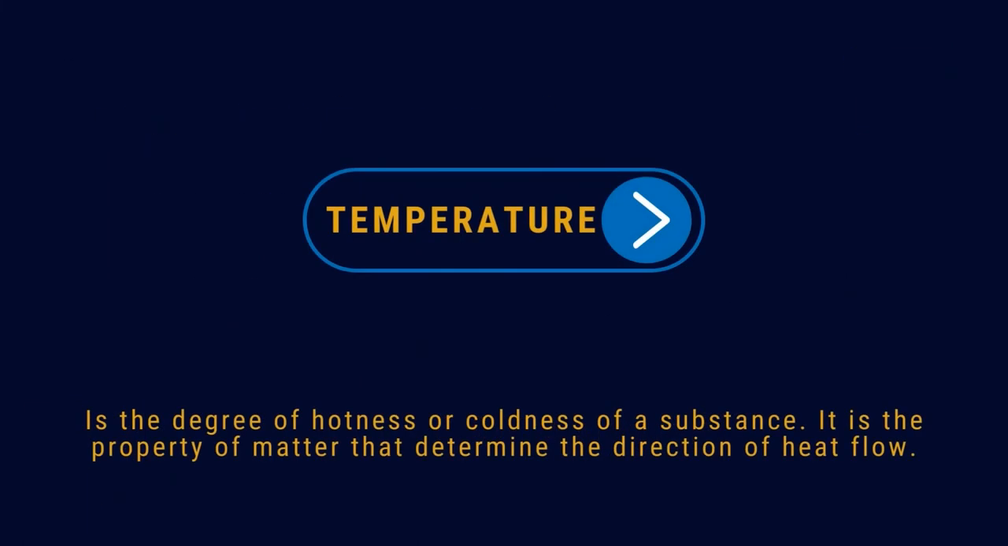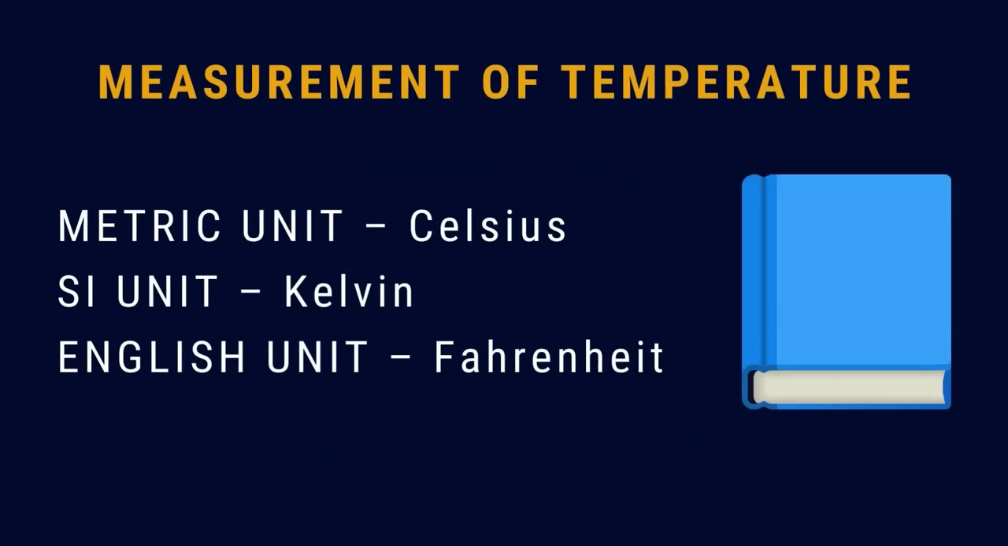Next, we have temperature. It is the degree of hotness or coldness of a substance. It is the property of matter that determines the direction of heat flow. For the measurement of temperature, we have Celsius for metric unit, Kelvin for SI unit, and Fahrenheit for English unit.